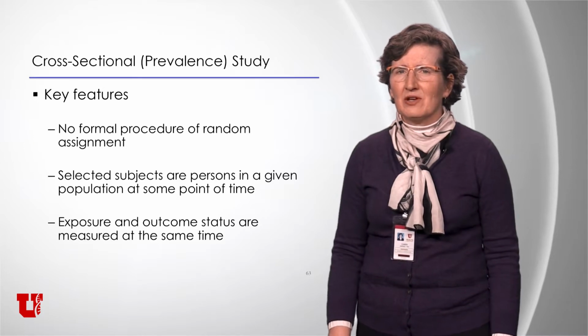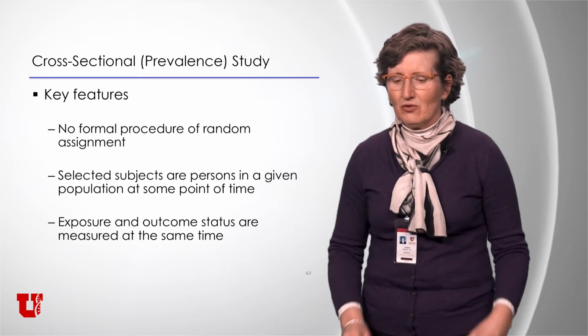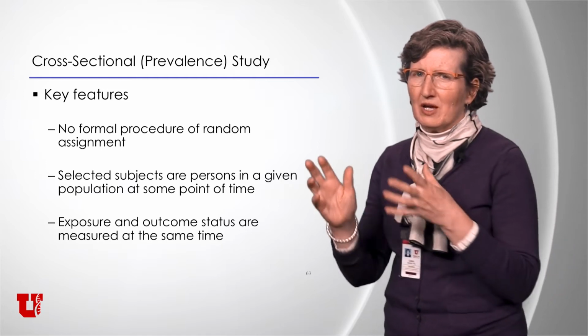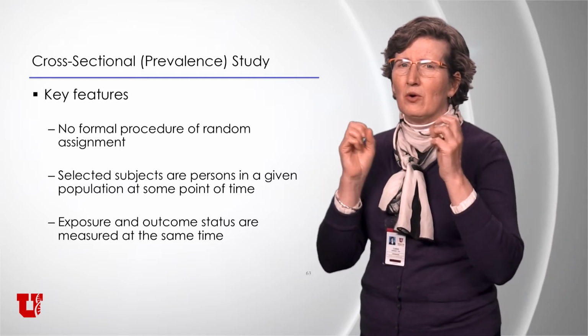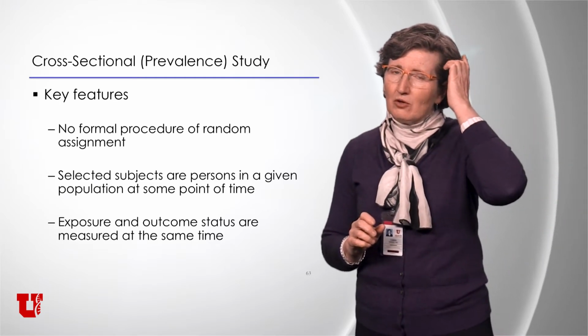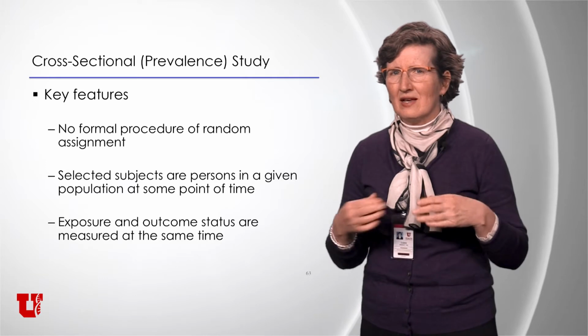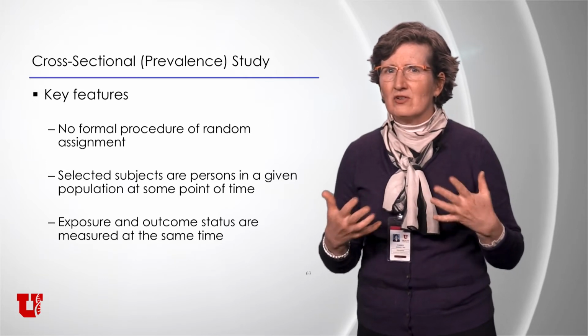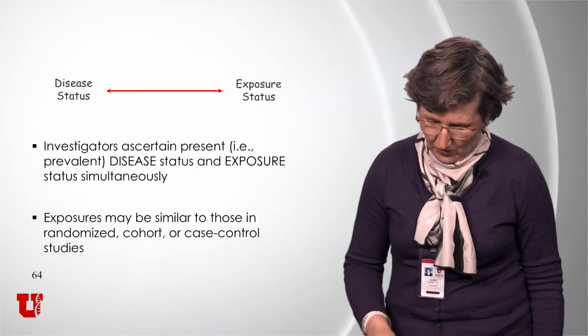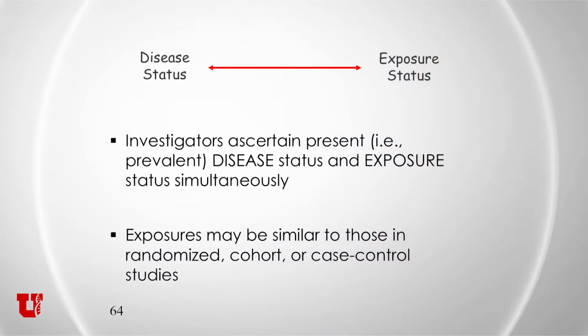Exposure and outcome status are measured at the same time. So that whole concept that we talked about, a population at risk, following them through time to find disease status, or cases and controls and looking at their past exposure, cross-sectional studies are not designed to be able to do that, and thus are seriously flawed for inference of cause and effect. Another way of thinking about it is disease status and exposure status.